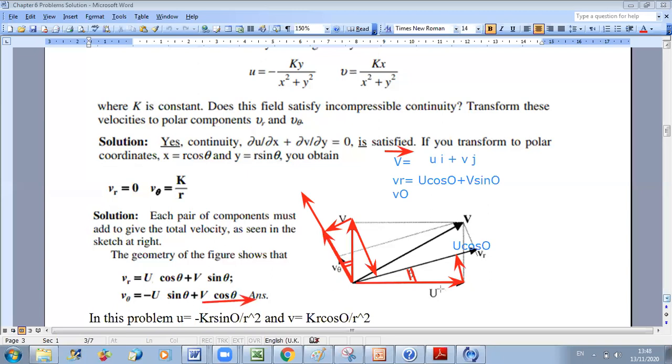Now for U, when I project it on U theta, it is in the negative direction. Why? Because if I do the projection, it will be like this. So this is the projection of U on U theta. It's downward, in the negative direction. And since this angle here is theta, the angle with U theta will be pi over 2 minus theta. So when I project, I do sine. This is why we put minus U sine theta. Okay, and in this way I can transfer from UV coordinates to UR and U theta coordinates.